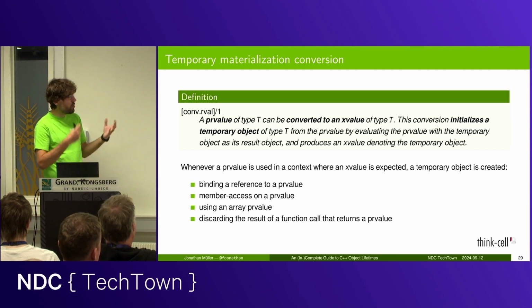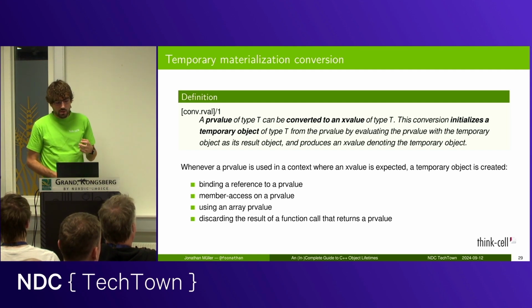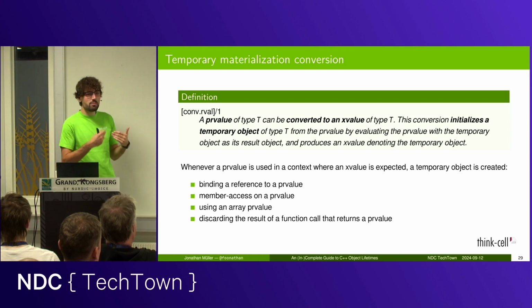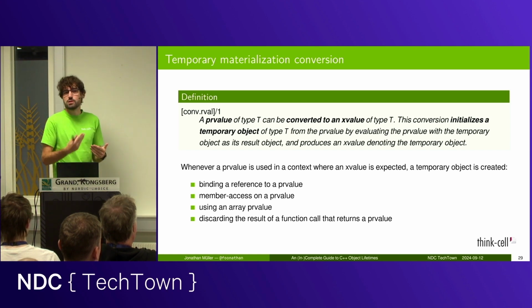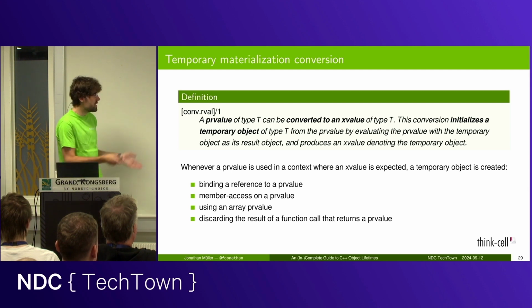Interestingly, it also happens when you call a function that returns a PR value, for example, a function that returns a std::string by value. When you call that and ignore the result, you will still need to run the destructor of the std::string, otherwise you will have a memory leak. And to run the destructor, we need a this pointer. So the compiler will create a temporary object, initialize it with the result of the function call, and immediately destroy it.